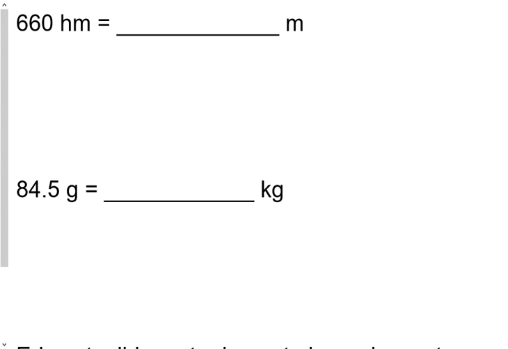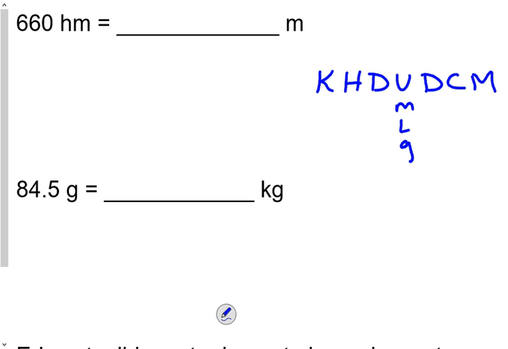So 660 hectometers equals how many meters? Remember, we use King Henry Died Unexpectedly Drinking Chocolate Milk. And so meters, liters, and grams are our basic units of metric measurement. If we want to change hectometers into meters, we're going to have to go from the H to the M, and that's going to be 2 places to the right.